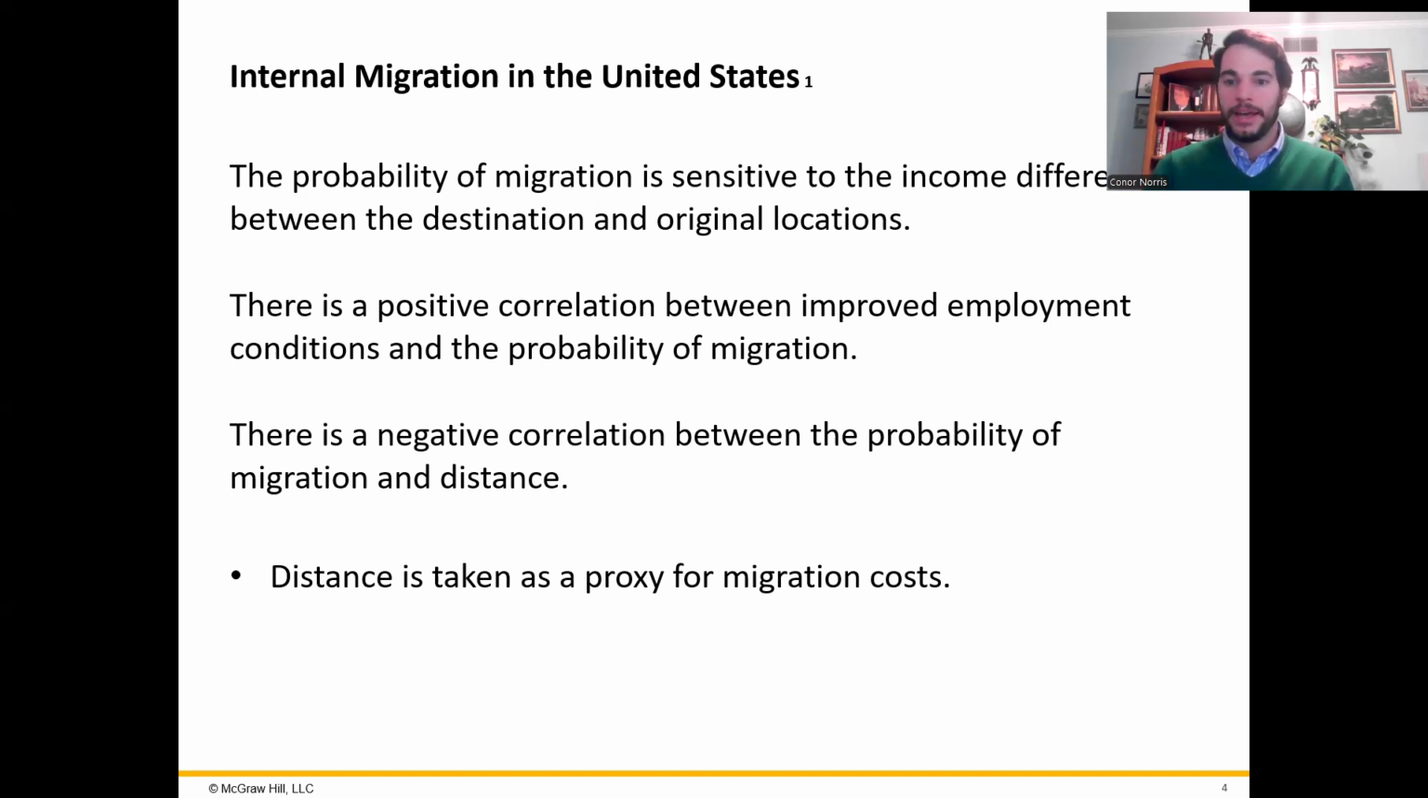And hopefully by now, from this class, you realize that when costs increase, it decreases the likelihood of doing something. So in this case, when moving becomes more costly or more difficult, it decreases the likelihood of moving. So intuitively, people think to themselves, will my job, will my career prospects be better in this new place? And how difficult will it be to move there?